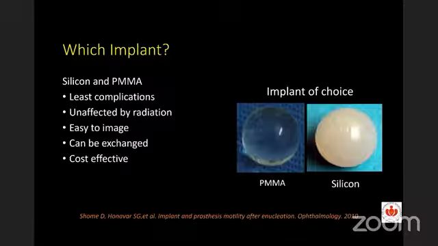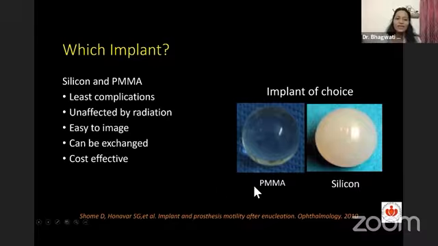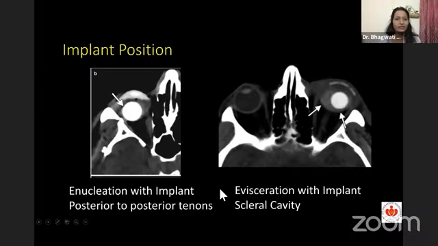These implants can be exchanged because these are not integrated with the orbital tissues. These are also very much cost effective. So in evisceration, we are going to put it in the scleral shell, whereas after enucleation, we are putting it in the intraconal space.